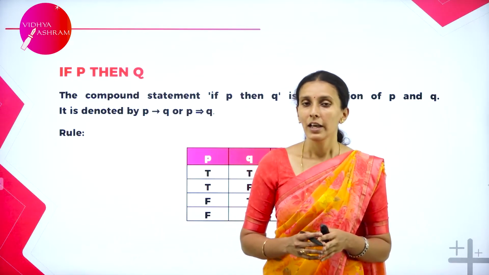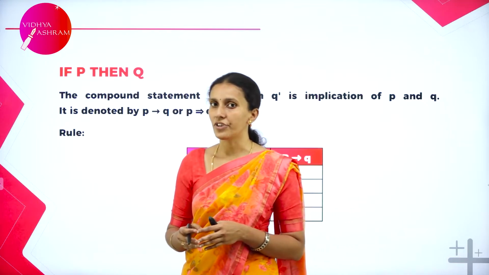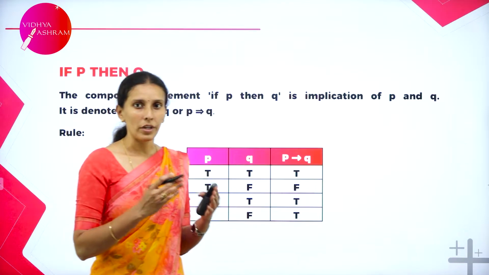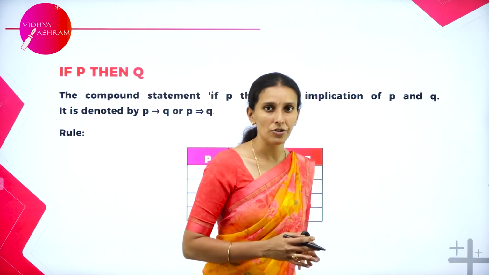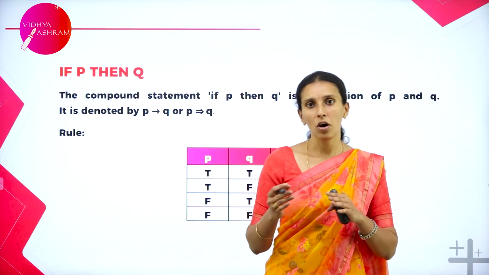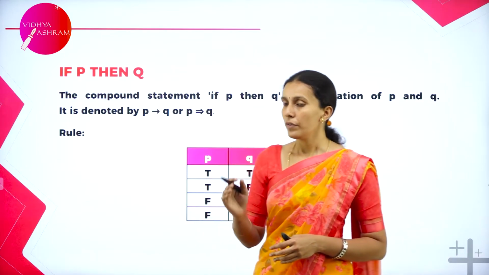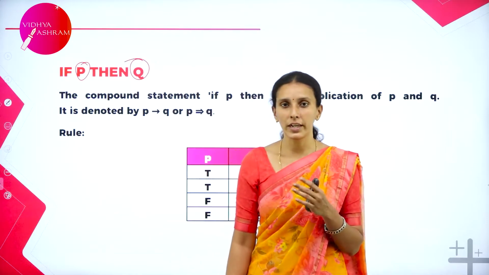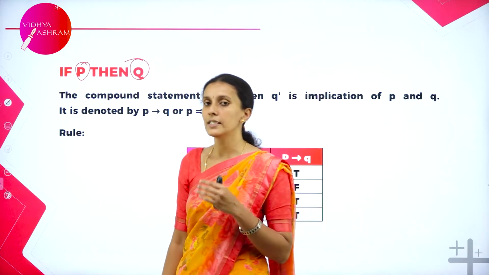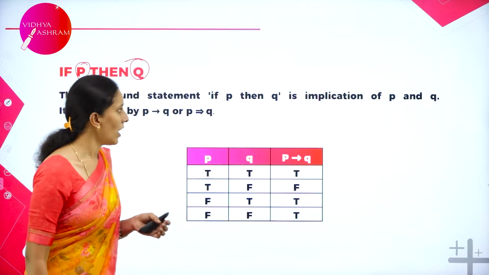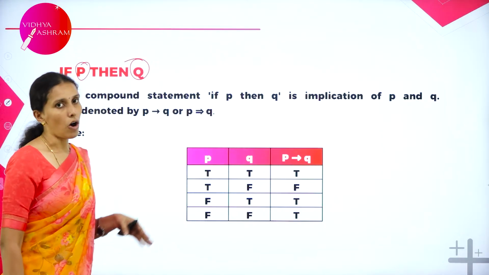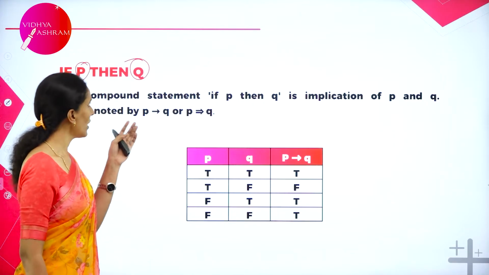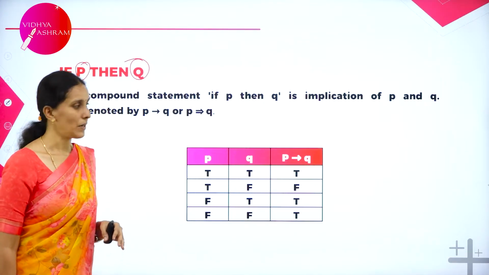For example, if all sides are equal, the triangle is equilateral. If opposite sides are equal, then the quadrilateral is a parallelogram or a rectangle. Like this, we come across statements connecting two statements using the phrases if and then. It is also a compound statement because it is made up of two or more statements. So what does the if P then Q statement say?